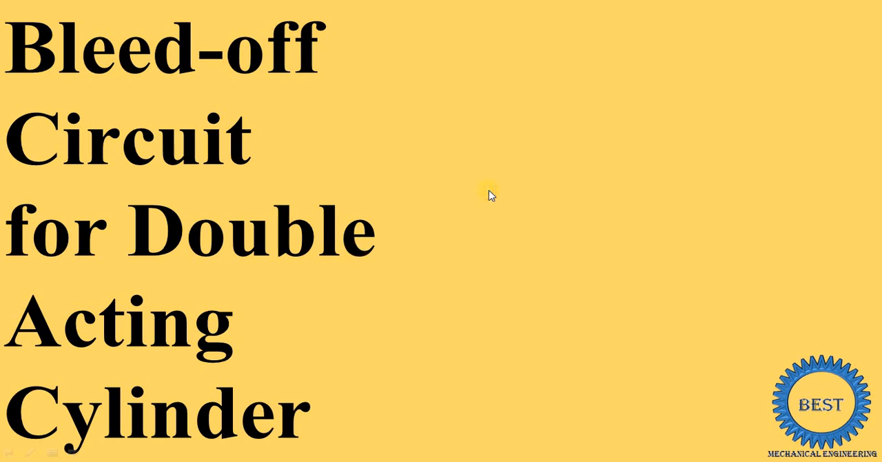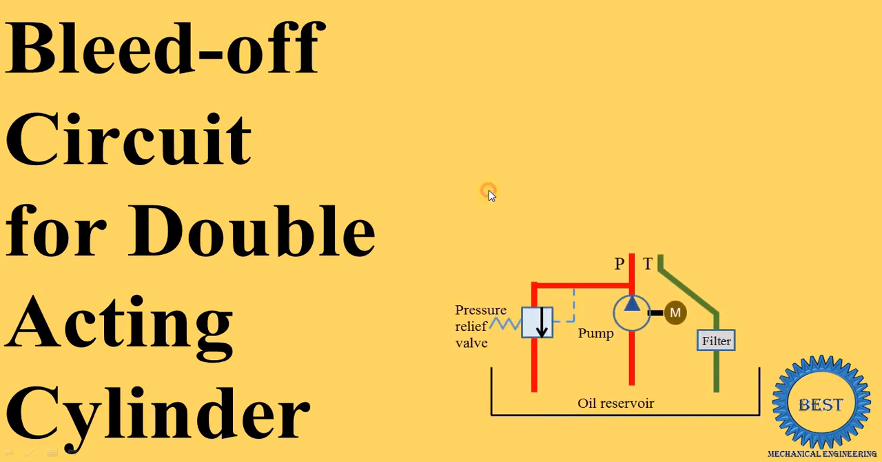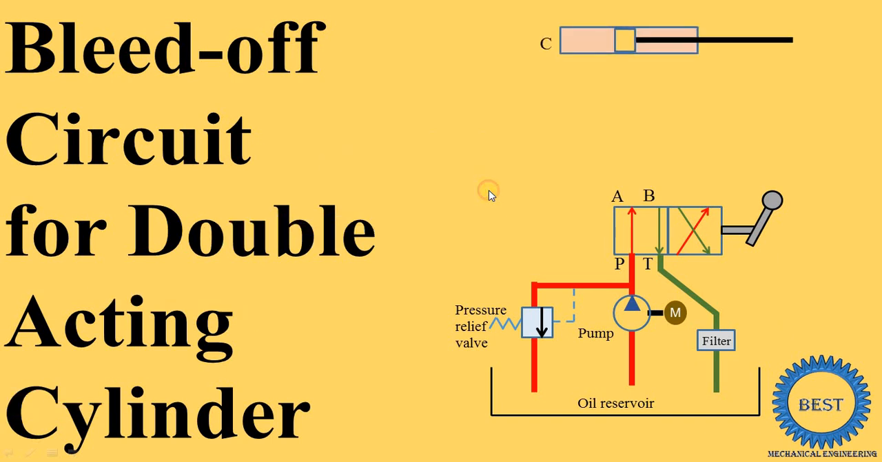In this video, I explain the bleed-off circuit for double-acting cylinders. First we understand the meaning of bleed-off circuits. Then we understand the bleed-off circuit for extensions and the bleed-off circuit for retraction. Here you see the diagram for the bleed-off circuit for extensions.